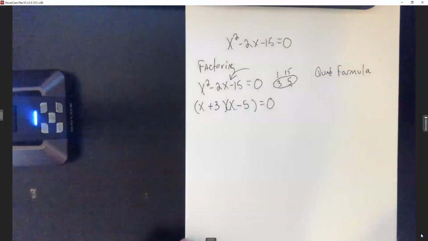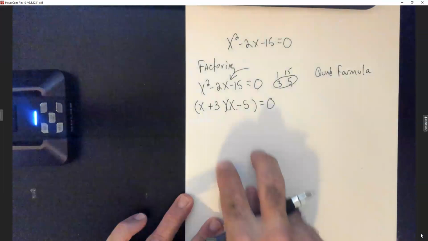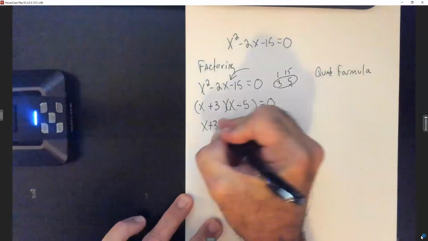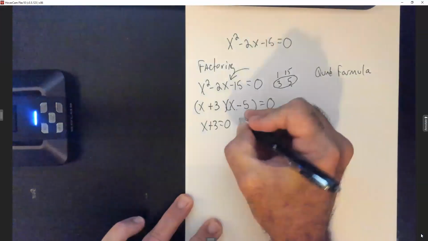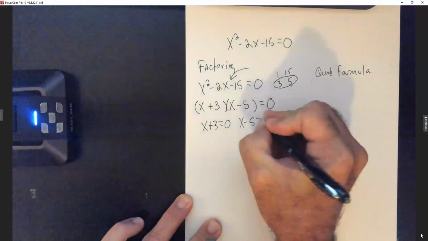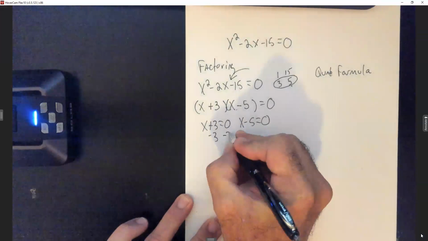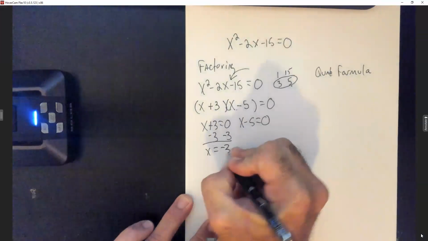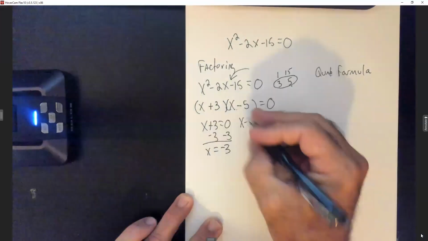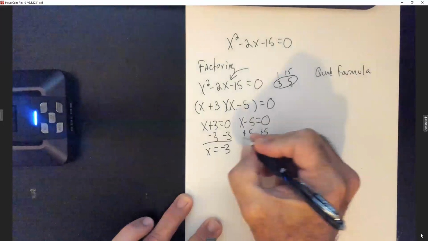Now, factoring, once you got them factored, you set each factor equal to 0. And then basically you're going to solve this. So the first one, I would subtract 3, and I get x is a -3. The second one, I would add 5, and get x is a +5.